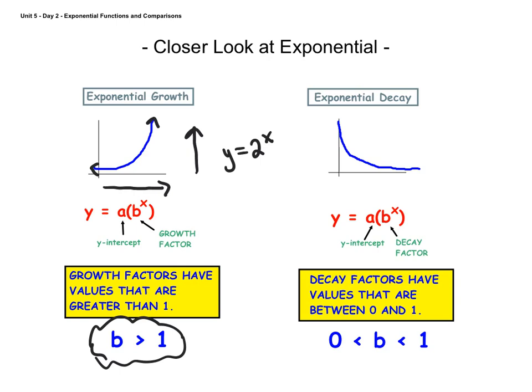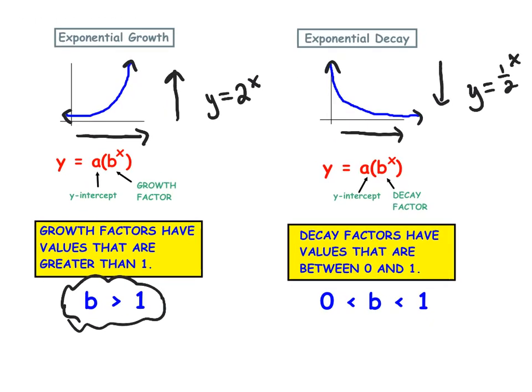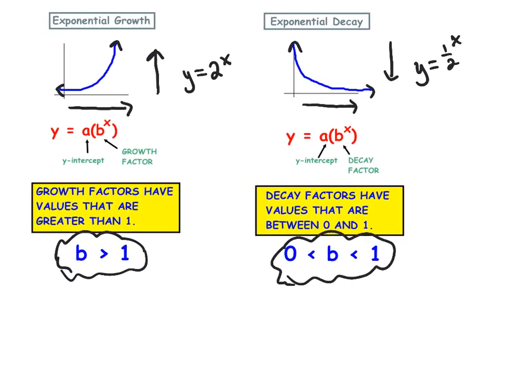Okay, decay: as my x values get bigger, my y values get smaller. A base that would give you decay is one half. If you take half and then take it to the second power and to the third power, you keep multiplying by half, you keep cutting things in half. You're decaying. And that means that your b is between 0 and 1.